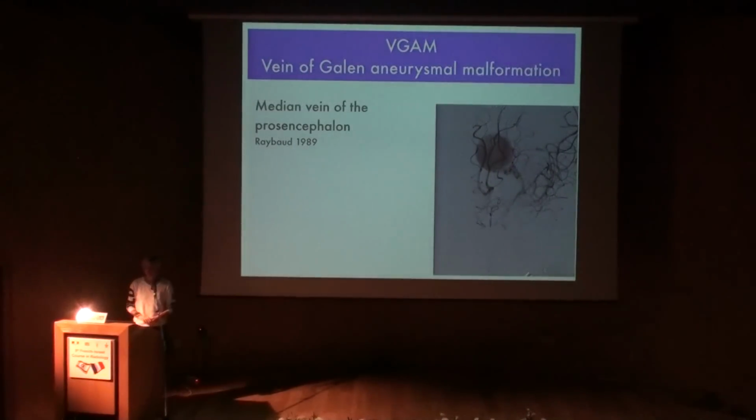A few words about vein of Galen. We know that Rebaud described in 1989 that this is not really the vein of Galen. This is the median vein of the prosencephalon. This is an embryonic vein. Those kids don't have a normal vein of Galen.